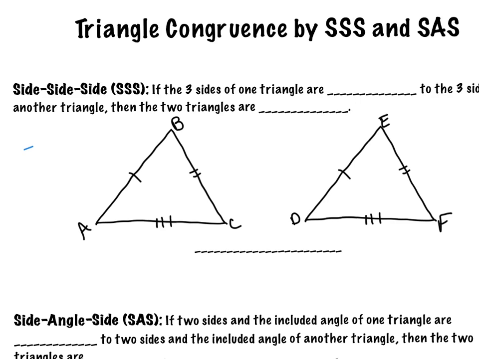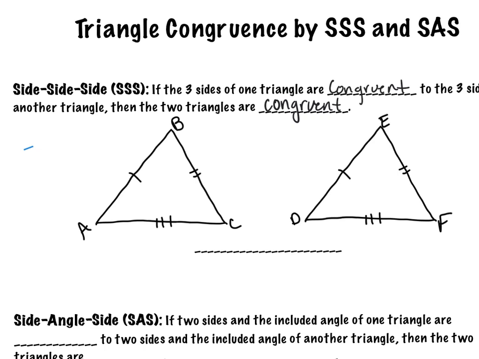The easiest of the 5 that we'll talk about. All right, so side, side, side basically says if the 3 sides of the triangle are congruent to the 3 sides of another triangle, then the 2 triangles are going to be congruent. Right?